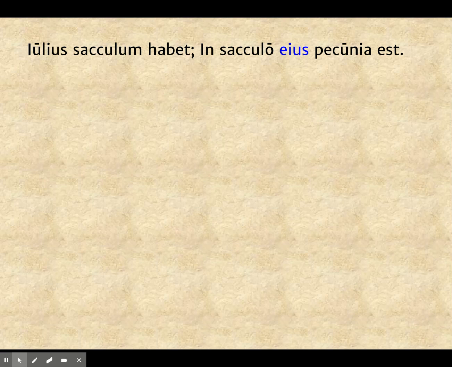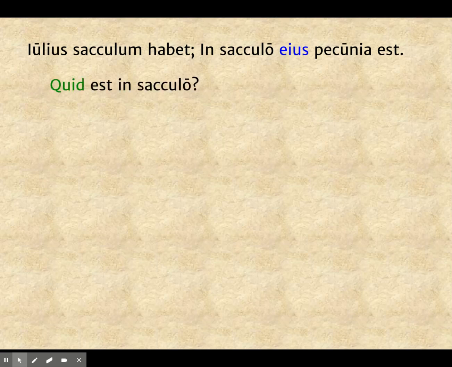Julius saculum habet. In saculo eius pecunia est. Now this first one's a little tricky. We're interested in the saculo. We're interested in the sentence eius is in. So I've got to ask you the subject of "in saculo eius pecunia est."